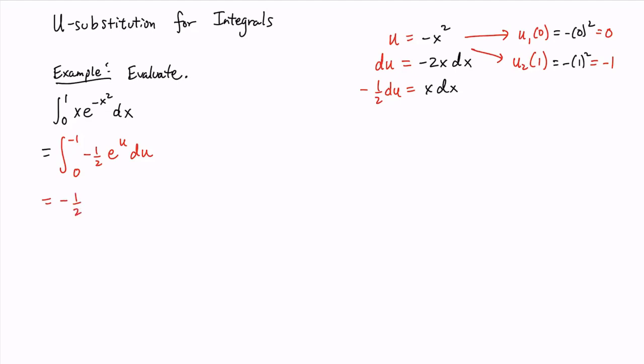Let's move the negative 1/2 to the front, and we have a definite integral from 0 to negative 1 of e to the u du. Not a problem. Negative 1/2, that's e to the u, evaluate from 0 to negative 1. And what do we get? Negative 1/2 e to the negative 1, which is what? 1 over e, minus 1.